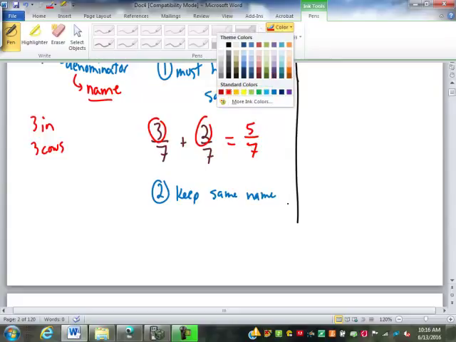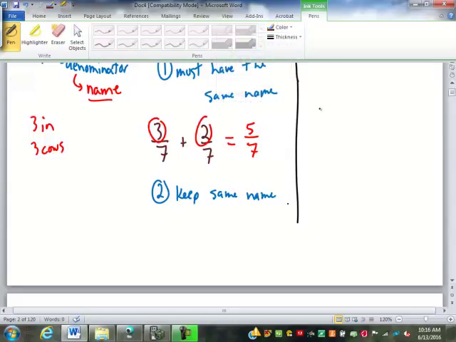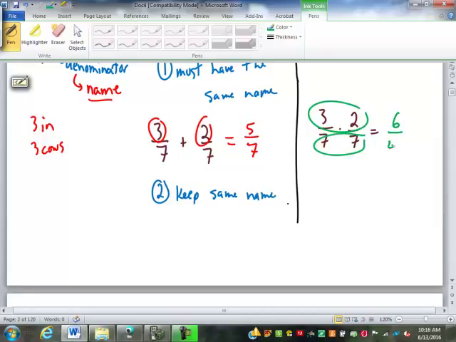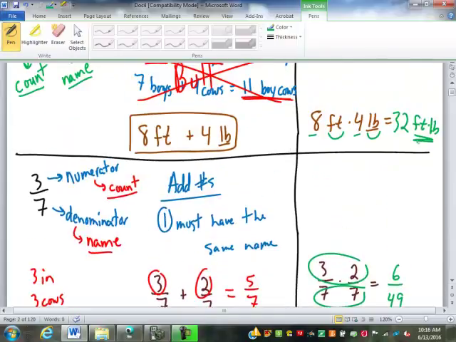If we look at multiplication, if I had 3/7 times 2/7, that 3rd grade teacher probably told you just multiply straight across, right? 3 times 2 is 6. 7 times 7 is 49. Well, it's not just because that 3rd grade teacher said so. It's because that's how we multiply any number. You combine the counts and you also combine the names.